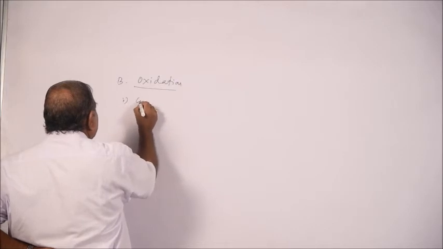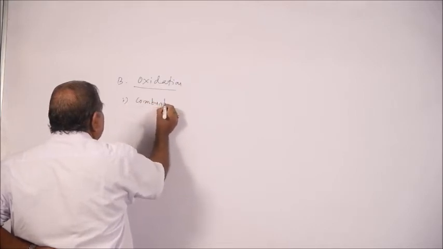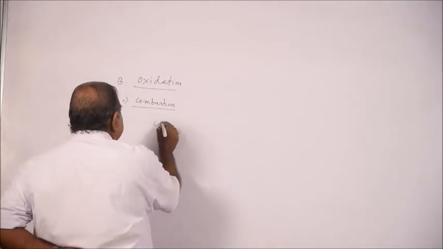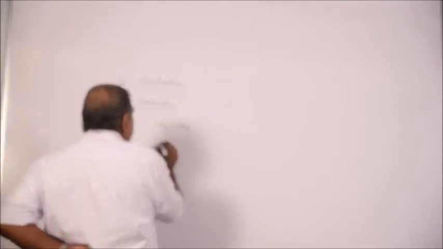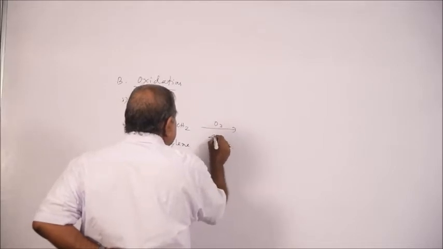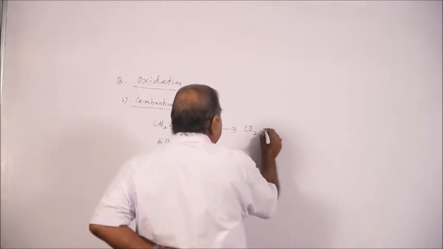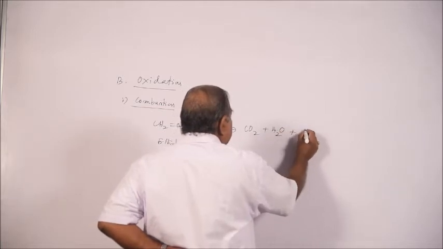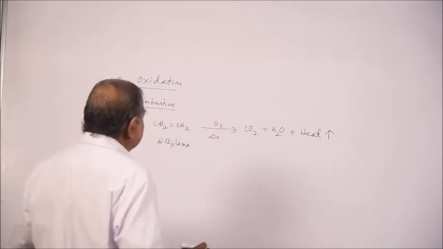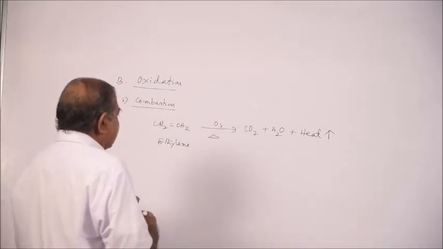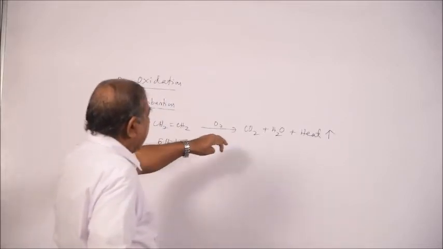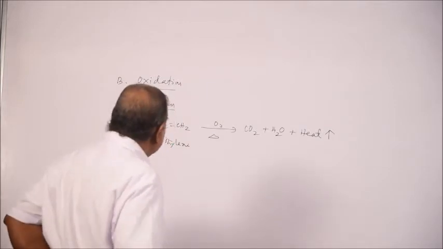Number 1, your combustion. Already I have told you, when any compound is heated with excess of oxygen, say let me take ethylene, its carbon content is oxidized to carbon dioxide, hydrogen content is oxidized to water along with evolution of heat. So during the combustion process, in excess oxygen, the alkene's carbon content is oxidized to carbon dioxide and hydrogen content to water along with evolution of heat.